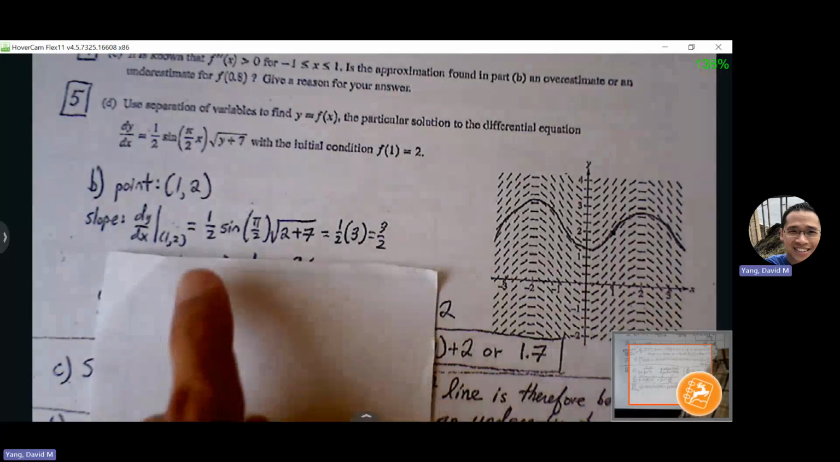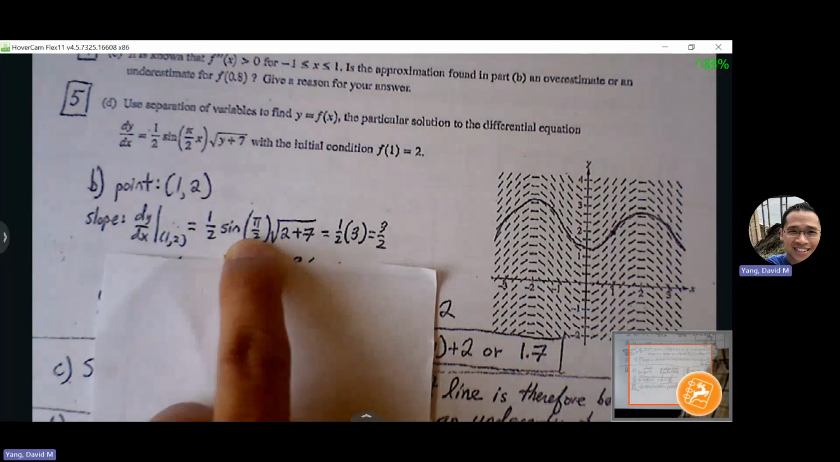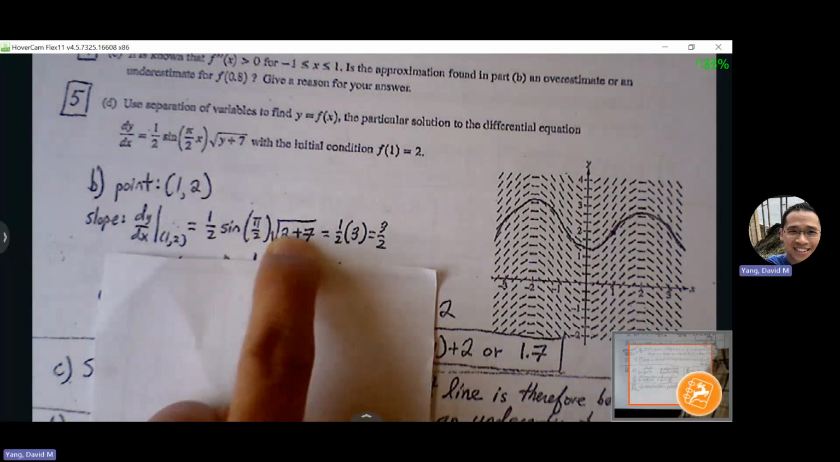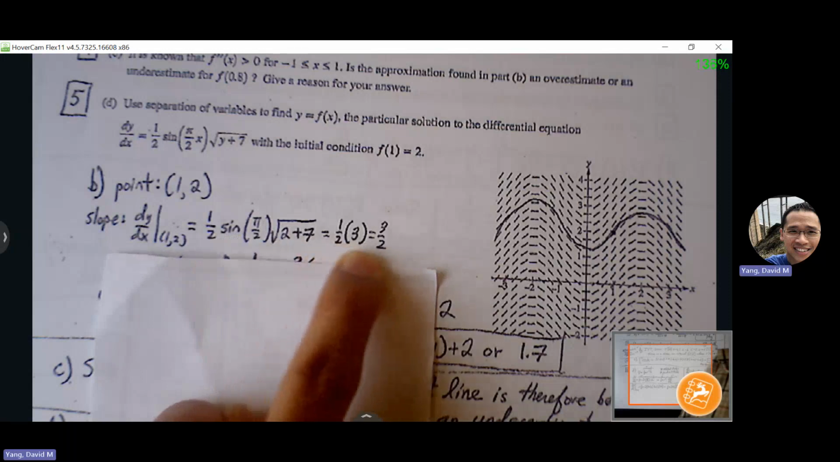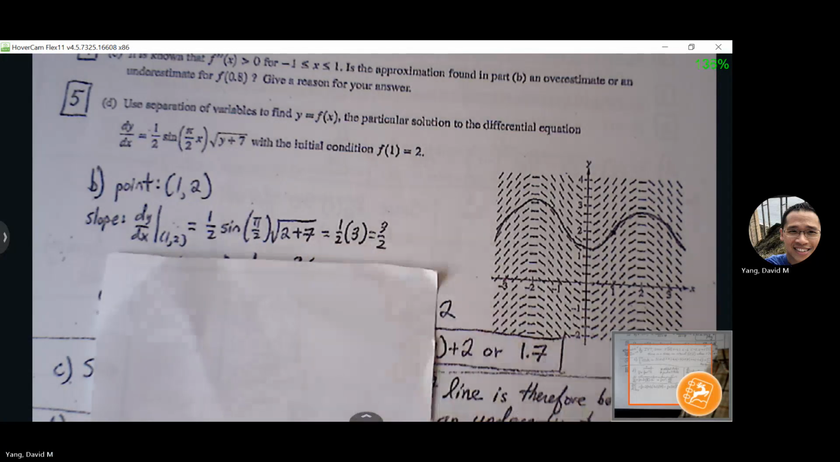Again, without a calculator, so we do need to recognize our unit circle values. Sine to the power 2 is 1. Root 9 is 3. 1/2 times 3 is going to be 3/2. So that's our slope.